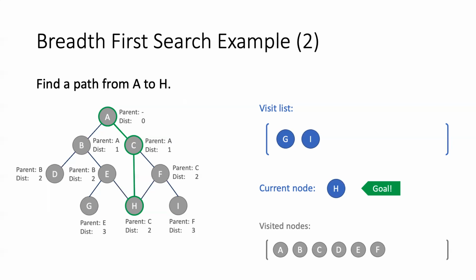And the visit list is a stack? The visit list is a queue. A stack is first in, last out. A queue is first in, first out.